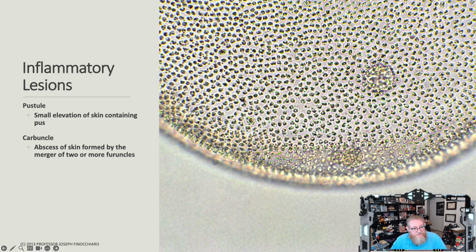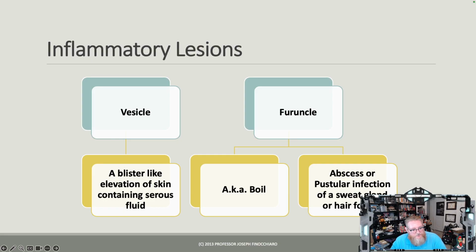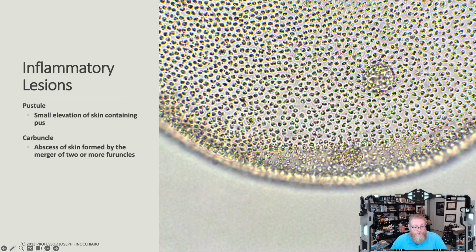Pustules are small elevations of skin containing pus. So you might say, well, what's the big difference between vesicles and pustules? Well, a vesicle contains serous fluid, and a pustule contains pus. That's it. And then carbuncles, abscess of skin formed by the merger of two or more furuncles.